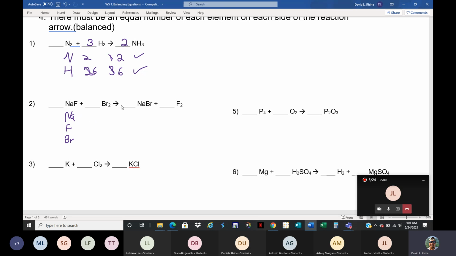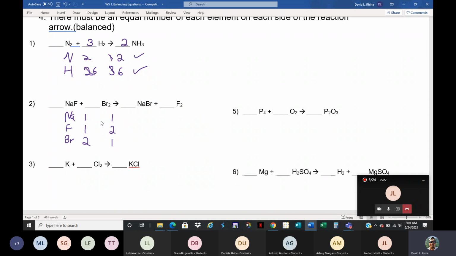Looking on the left-hand side, I have 1 sodium, and on the right-hand side, I have 1 sodium. On the left-hand side, I have 1 fluorine, and on the right-hand side, I have 2 fluorines. On the left-hand side, I have 2 bromines, and on the right-hand side, I have 1.